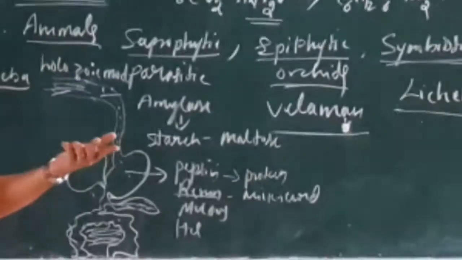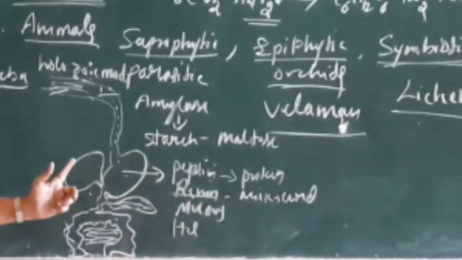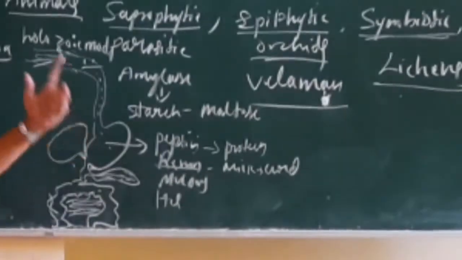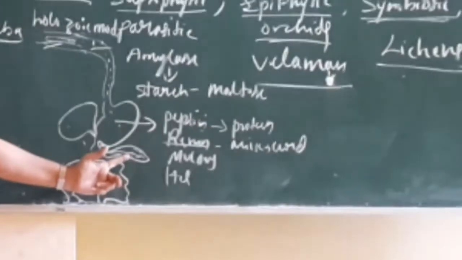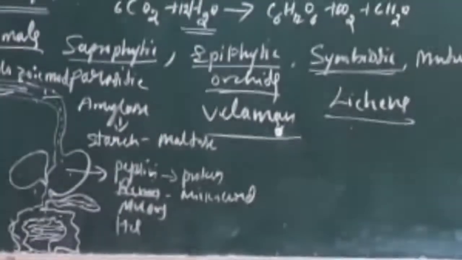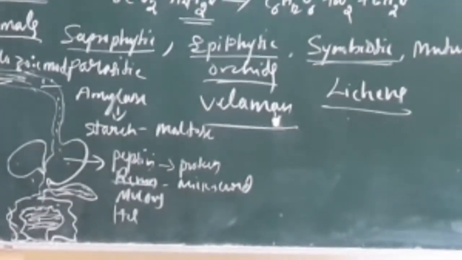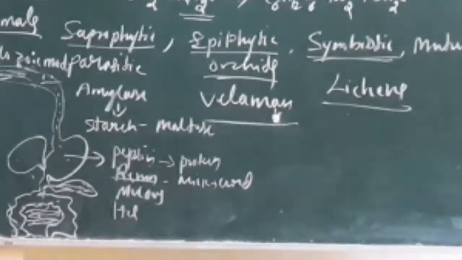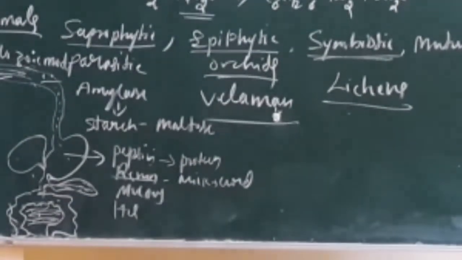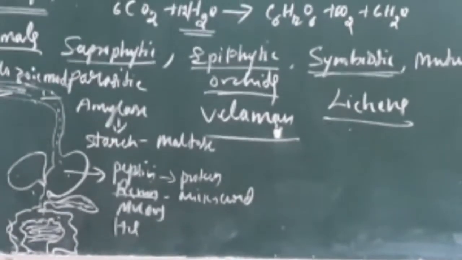Now trypsin, what is the function of trypsin? It digests proteins. Lipase: whatever fat comes from the emulsification will be simplified again by the lipase. And then it enters the small intestine, and the rest of the digestion completes in the small intestine. Where does the complete digestion take place? In the small intestine. It may be asked as a one mark question.